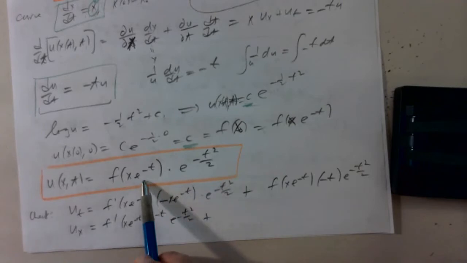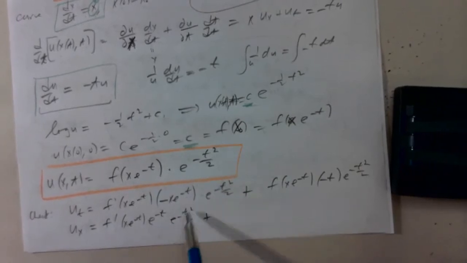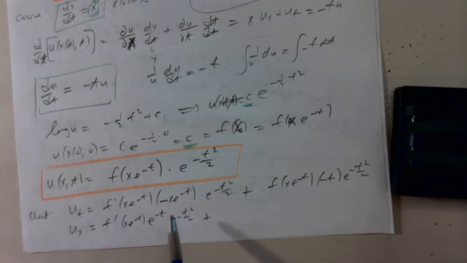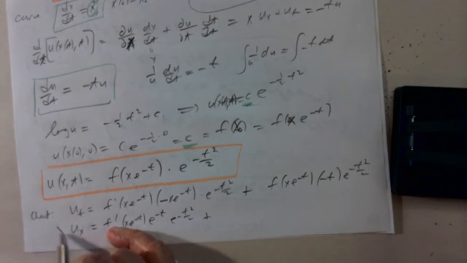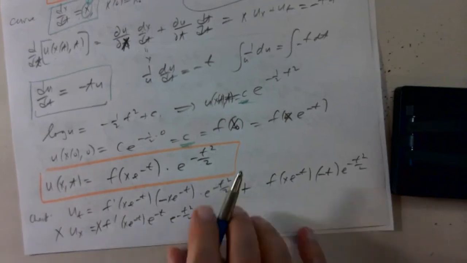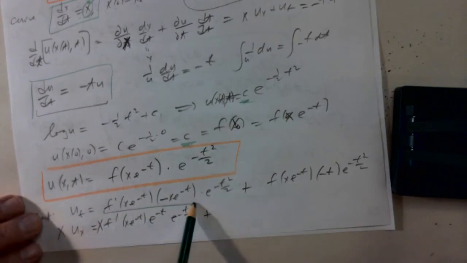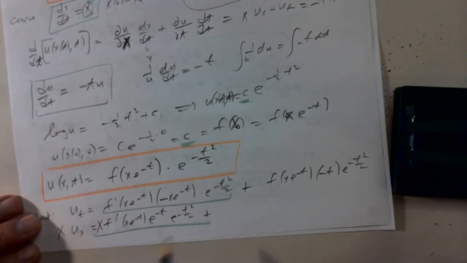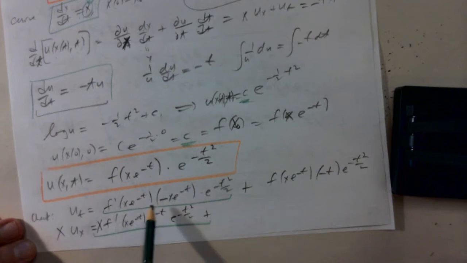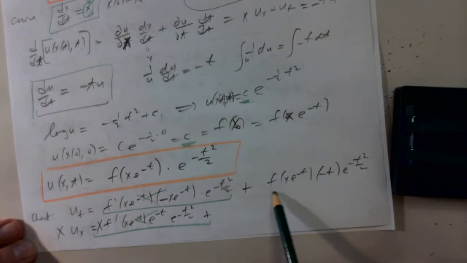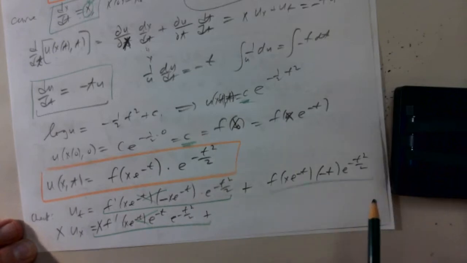You differentiate this with respect to x. It's e to the minus t squared over 2, f prime of this, times e to the minus t. If I multiply this by x, what happens? This term and this term, they only differ with this minus sign. They cancel. So this plus this is equal to this.